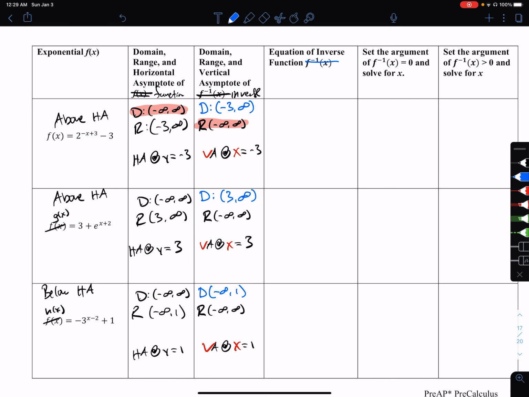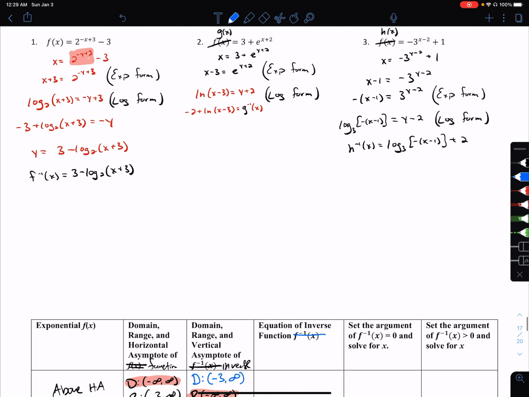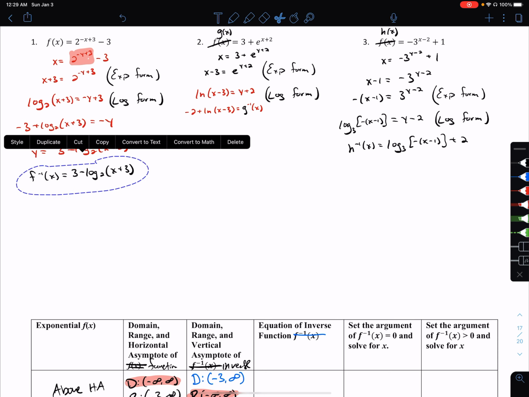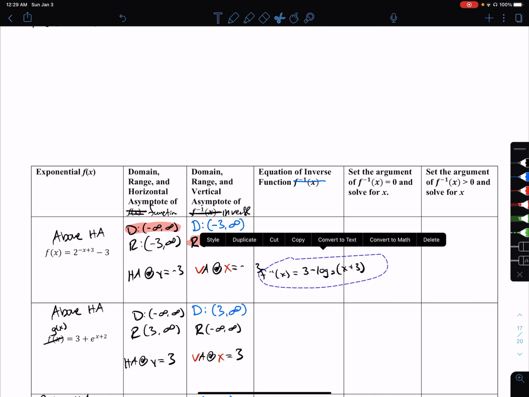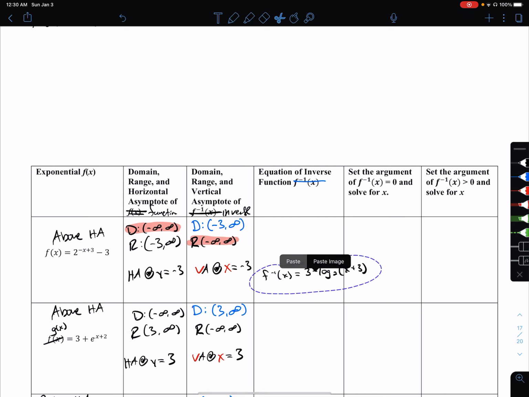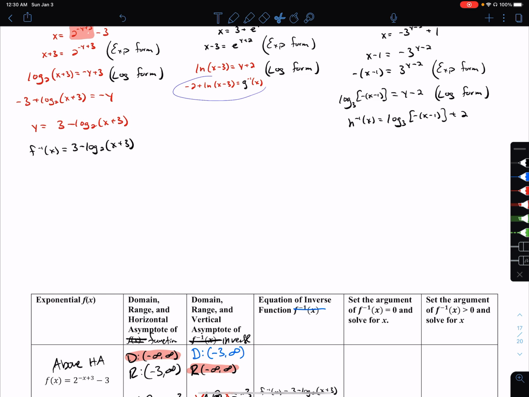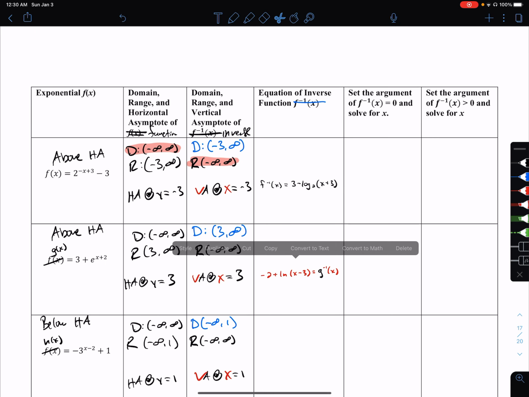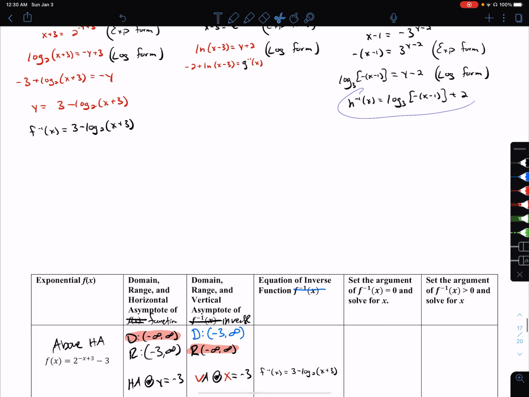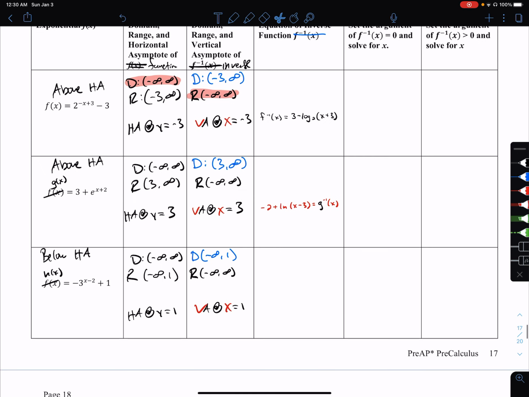Equation of the inverse function. We found those up here. So we already did the work. We're not going to do it again. So here's F inverse. And here is G inverse. And here is H inverse. All from the top. That's why we did it. Well, it's one of the reasons that we did it, so we could put it into this table.